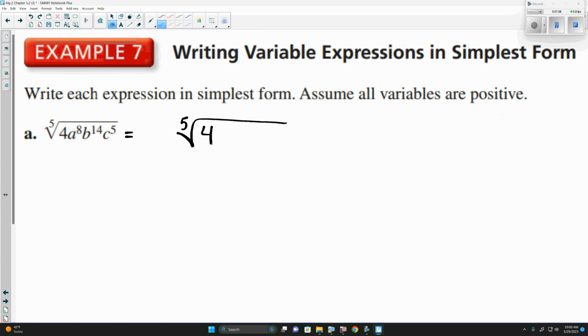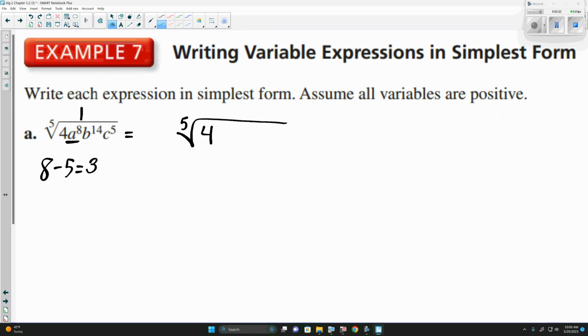Now the next term we're going to look at is a to the 8th. Now we can take out groups of 5, because when we take a fifth root of a variable, we're taking out groups of 5, or whatever the root is. So how many groups of 5 a's can we pull out of a to the 8th? Well, you say 8 minus 5, which is 3, yes? So we can take one group of 5 out, yes? And we subtract 5 again? No?